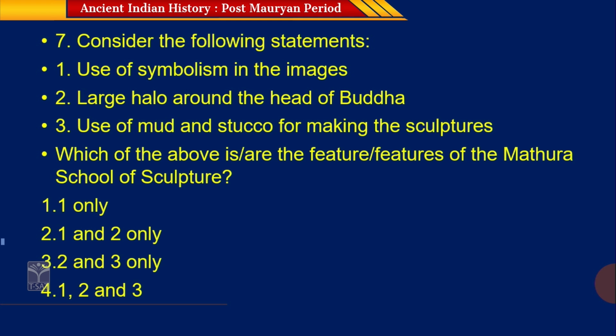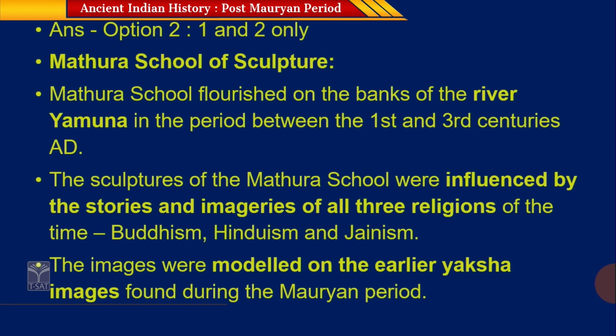Now, next question, consider the following. Use of symbolism in images. Large halo around the head. Halo is basically like a plate that comes in the back of Buddha. Use of mud and stucco. Which of the above are the features of Mathura school of sculpture? So, it is asking specifically Mathura school. Options: 1 only, 1 and 2, 2 and 3, 1, 2 and 3. The answer is 1 and 2.